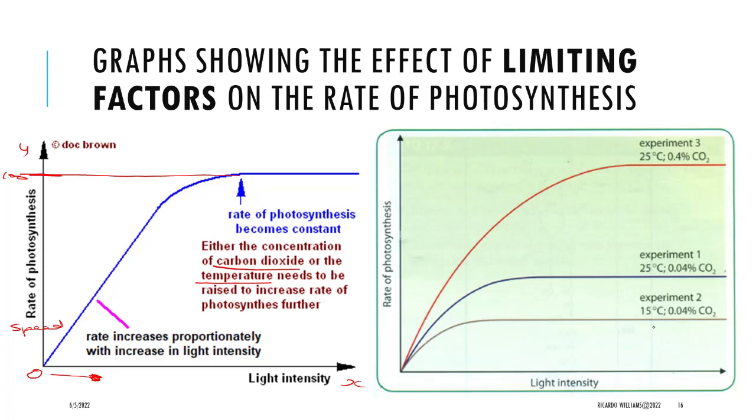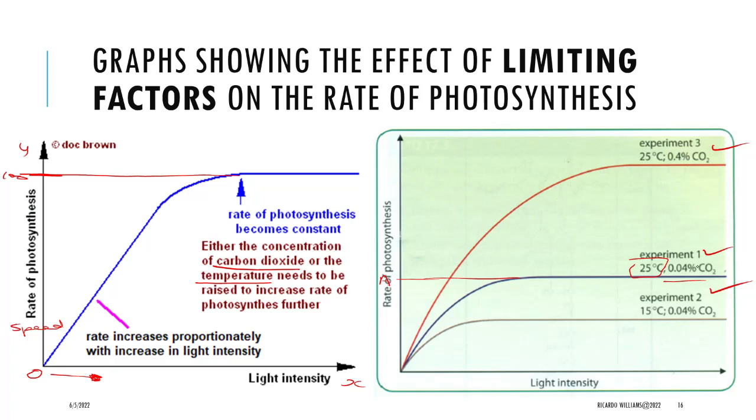Look at this graph over here. This graph is showing 3 experiments: 1, 2, 3. Now in experiment number 1, it was done under a temperature of 25 degrees C and a concentration of 0.04. Now, when everything was at 0, and then we start to increase it, we reach a point where, guess what? No matter how we increase it, the speed of photosynthesis will not go beyond this rate. Let's call this rate A.